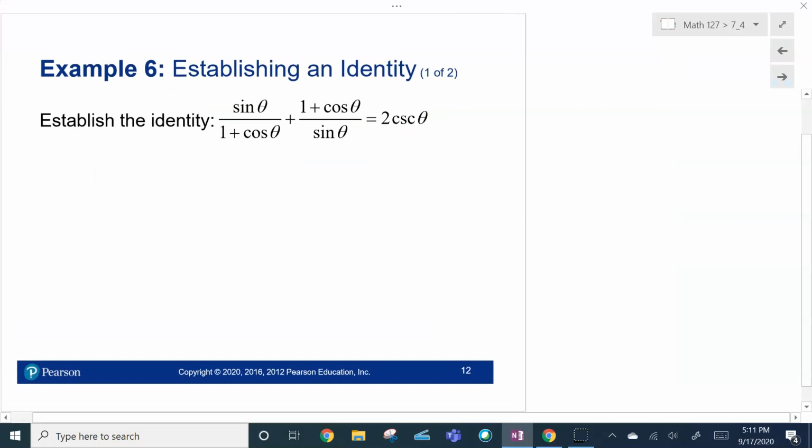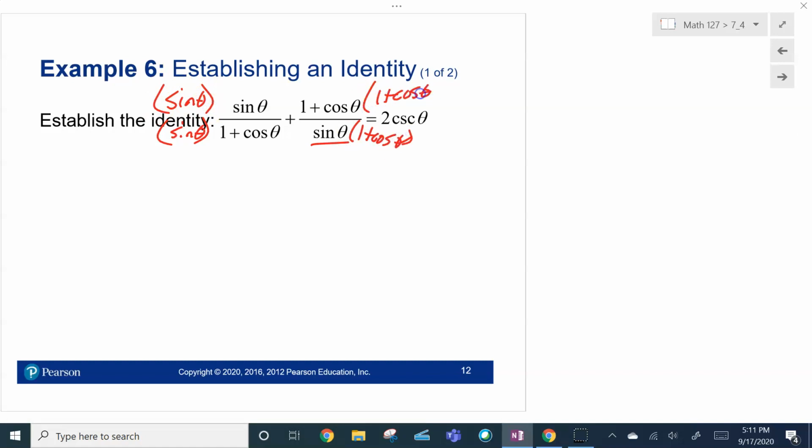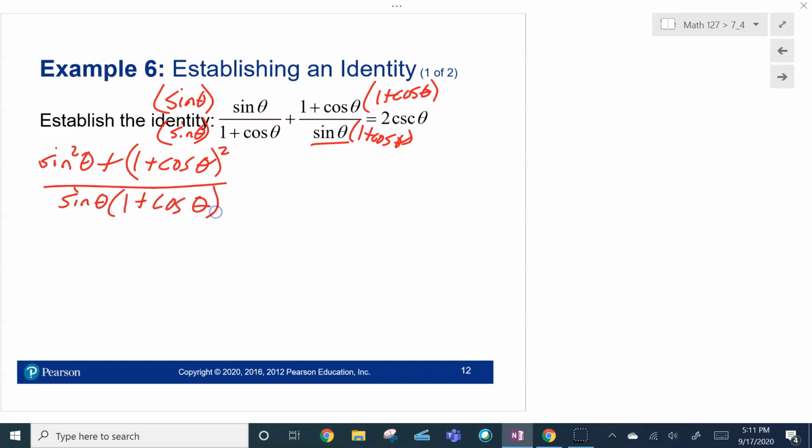So I'm going to notice this has sine of theta, but this does not. So I'm going to give this sine theta. Over here, I'm going to give this side 1 plus cosine theta. Okay, so this becomes sine squared theta plus 1 plus cosine theta times another 1 plus cosine theta. So I got two of those all over. Now I've got this common denominator, sine theta times 1 plus cosine theta. And I'm trying to show that it's equal to 2 cosecant of theta, right?